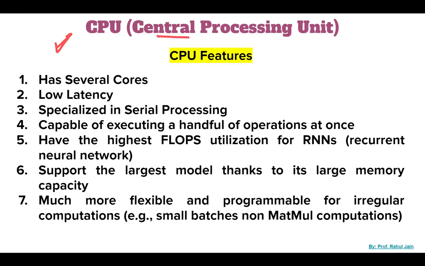Basically, CPU stands for Central Processing Unit. If we explore some of the key features, it has several cores but low latency. It is specialized in serial processing. It is capable of executing a handful of operations at once. It has the highest FLOPS utilization for RNNs, that is recurrent neural networks, and it supports the largest models thanks to its large memory capacity. It is also much more flexible and programmable for irregular computations, for example small batches and non-MatMul computations, right?